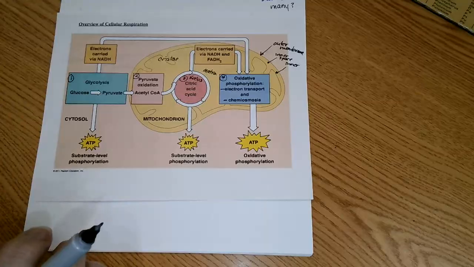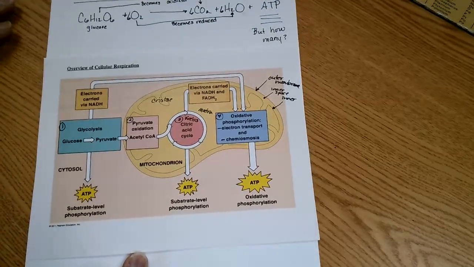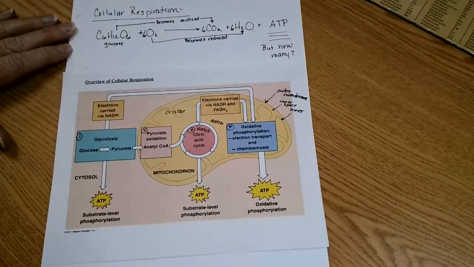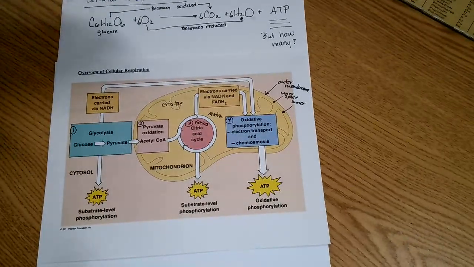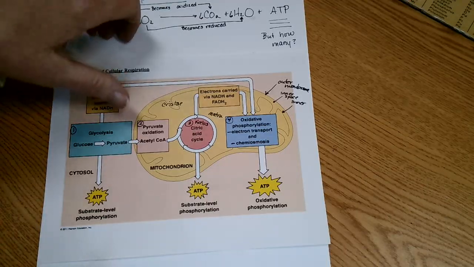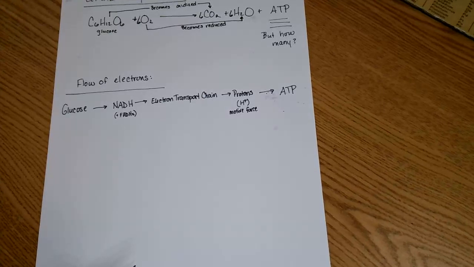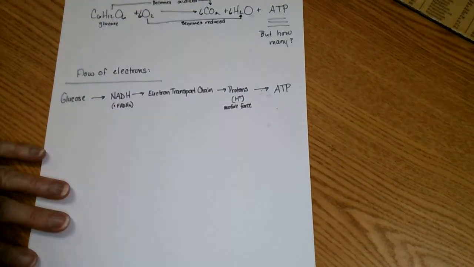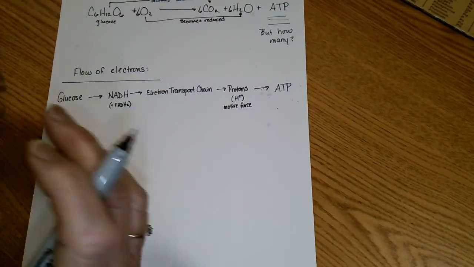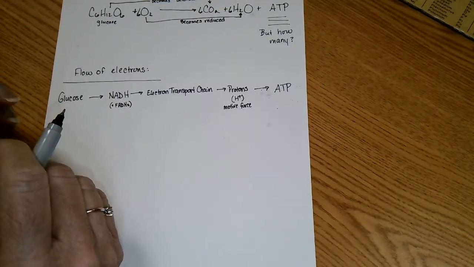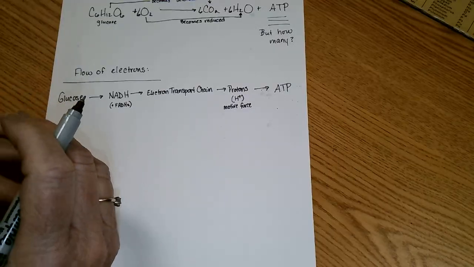Now, let's go back to this LEO says GER idea. Remember, with the main reaction of cellular respiration, we're talking about electrons moving. So how are these electrons going to move? It really is all about them. I have a little schematic here of the flow of electrons. We're going to start with glucose. There are a lot of electrons bound in the bonds of that C6H12O6. A lot of electrons are being shared in those bonds.